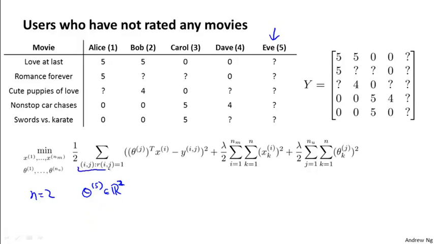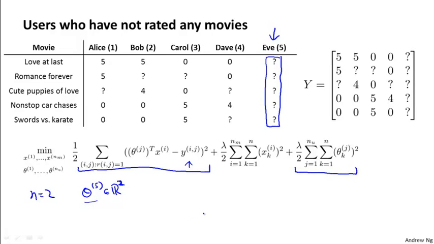So if we look at the first term in this optimization objective, the user Eve hasn't rated any movies. There are no movies for which r(i,j) is equal to 1 for the user Eve, and so this first term plays no role at all in determining theta 5, because there are no movies that Eve has rated. And so the only term that affects theta 5 is this term.